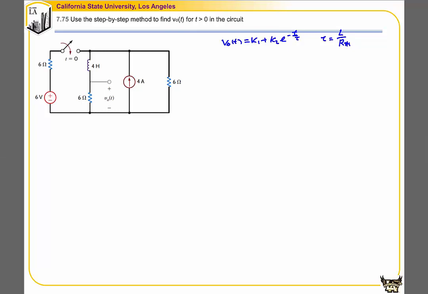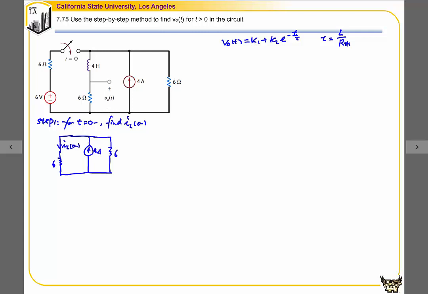Let's solve the problem. Step 1, for time t equal to 0 minus, we're going to find the current IL(0-). Before time 0, we have a circuit like this, and we know that IL(0-) is equal to half of the overall current, which is 2 amp. We get this from the current divider circuit, and the two branches have the same resistance. This is why IL(0-) is 2 amp.